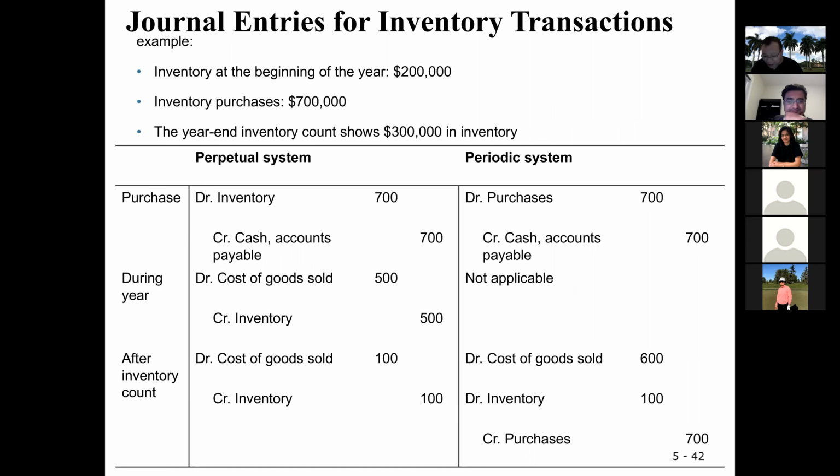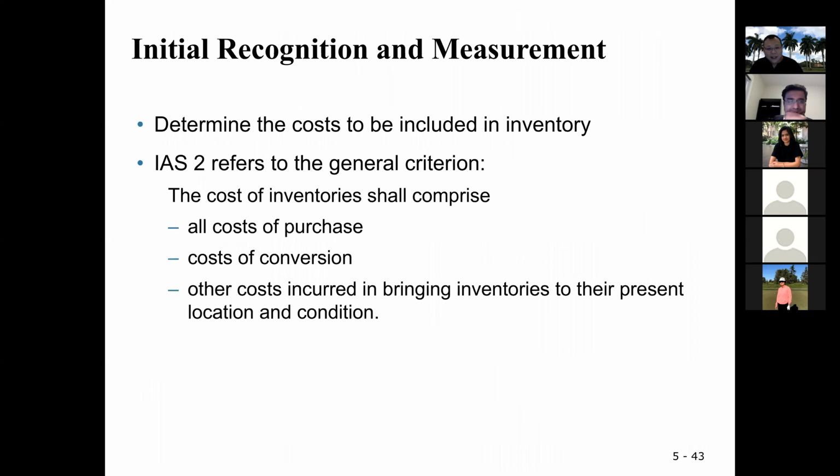Okay, I should move on. Initial recognition and measurement: what should be included in the inventory? IAS 2 refers to all the costs of purchase. If you buy something, that's a purchasing cost, and it should be part of the inventory cost.